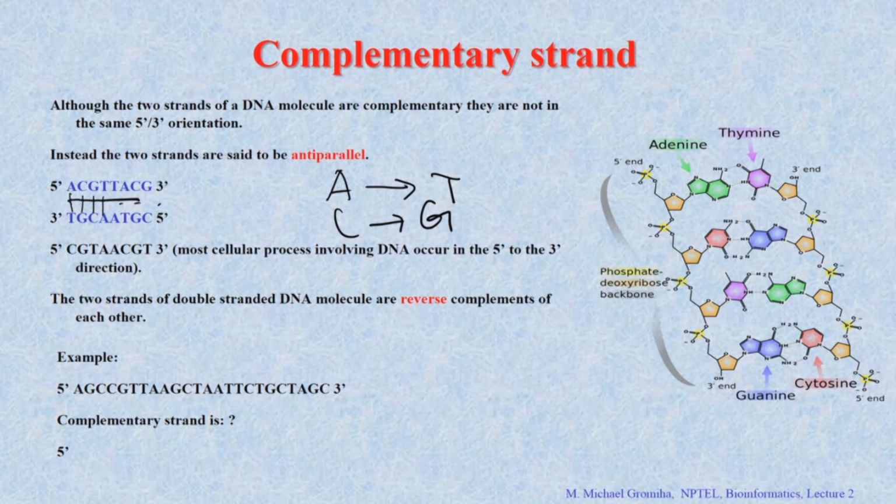So, we have to reverse the direction. If you write the 5 prime 3 prime and then reverse this direction, then we start from C G T A A C G T, right. This is how to write the complementary sequence.